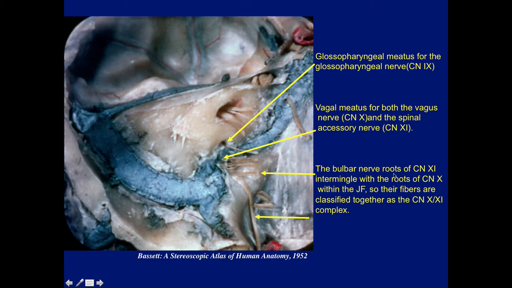So again, the bulbar nerve roots of the 11th nerve intermingle with the roots of the 10th within the jugular foramen. So their fibers are classified together as a cranial nerve 10-11 complex. So this is part of the 11th joining now all these 10th fibers, and then we see the spinal accessory coming up, which I'll go through later. So here we have this whole region of the jugular foramen.